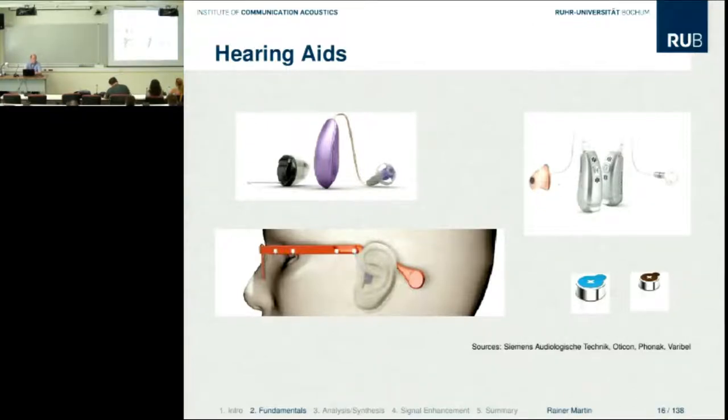Users don't want to change batteries all the time. So the requirement is that the battery lasts at least for a day. But for hearing aids, you would even require 3 to 5 days, or even a week. So it is very important to design all the signal processing functions in a very power-efficient way. That is one of the key issues.